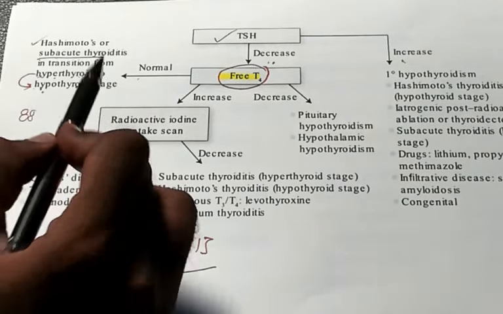Bhaiya, antibody directed against the TSH receptor. TSAB antibody, it is a thyroid stimulating antibody, that is stimulating the thyroid directed against the TSH receptor is what you see in Graves' disease. Graves is more prevalent in case of females. Subacute thyroiditis kyo hota hai? Viral, possibly mumps or coxsackie.